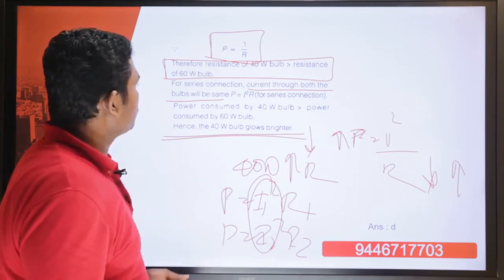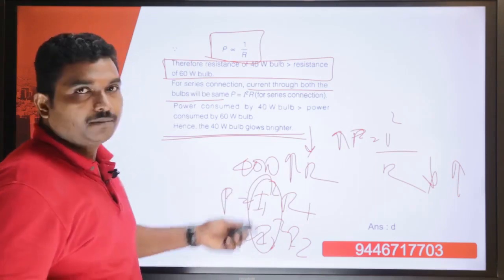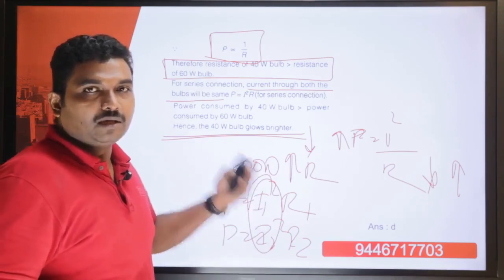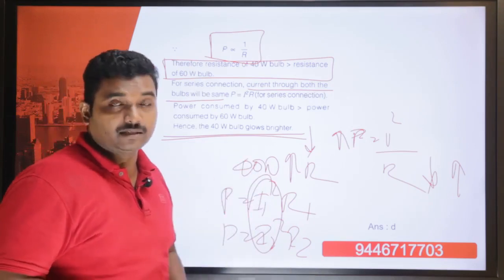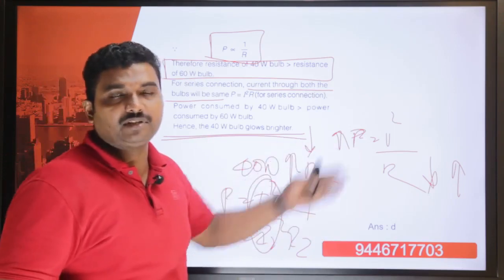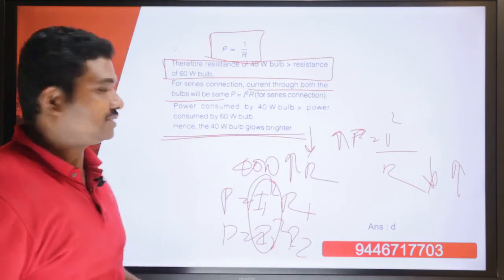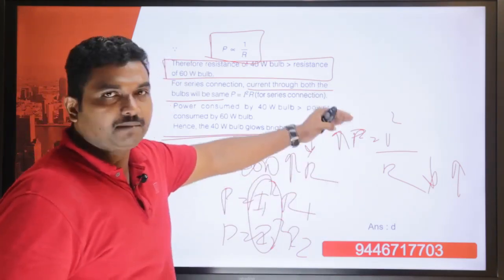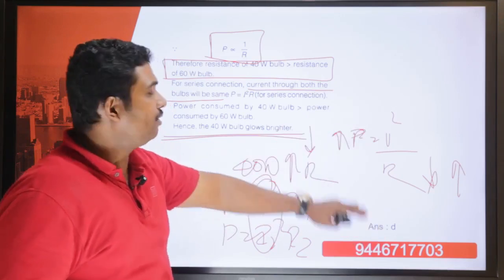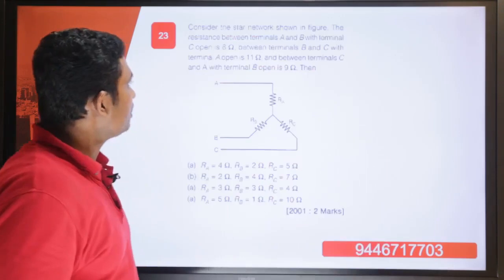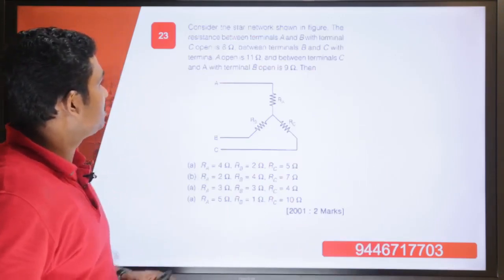So this is a typical question, and you have to remember this because when the lamps are connected in series, the lamp with the lowest wattage will glow brighter, because the lamp with the lowest wattage will always have the highest resistance, since power is inversely proportional to resistance. When the power of the lamp is high, the resistance of the lamp is low. When the power of the lamp is low, the resistance of the lamp is high. So now moving into question number 23.